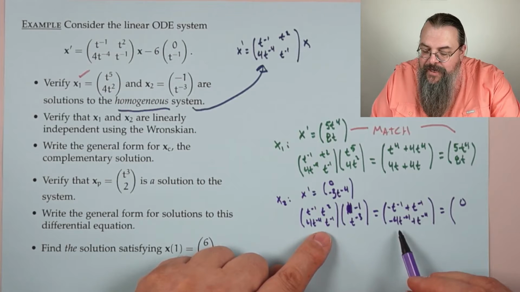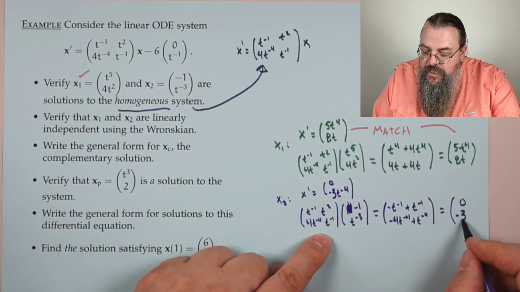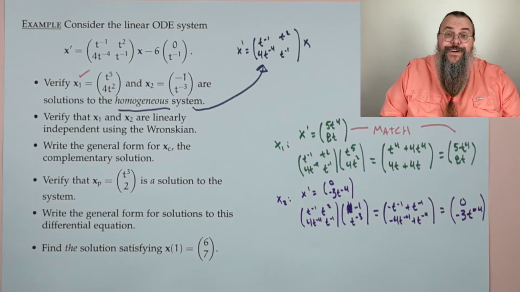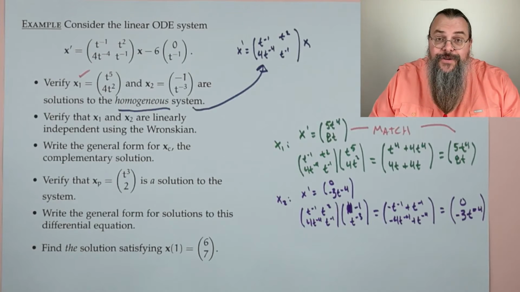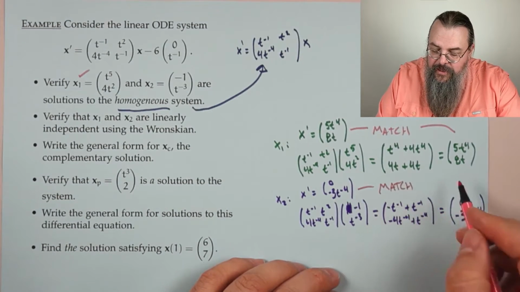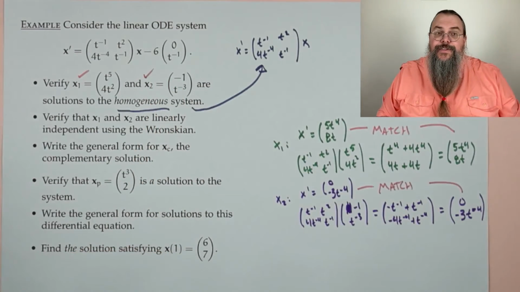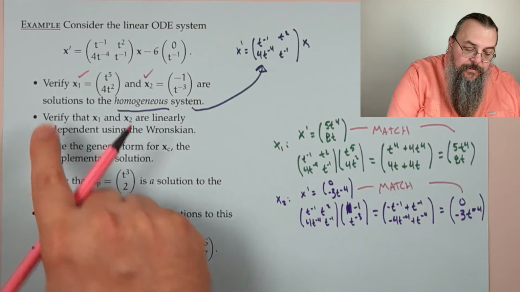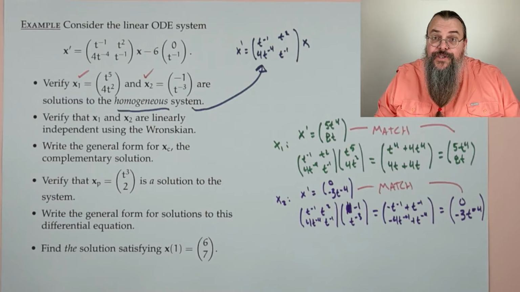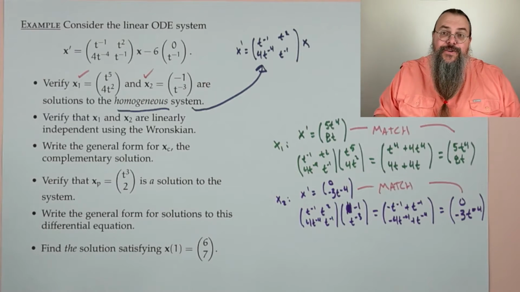All right, minus 4t to the minus 4 plus t to the minus 4 would give us minus 3t to the minus 4. And now we say, aha, do they match? And they do. And so we are happy. Yes. So that takes care of x2. And so we verified. So now we have that both of these are solutions. Woohoo! All right, on to the next part.